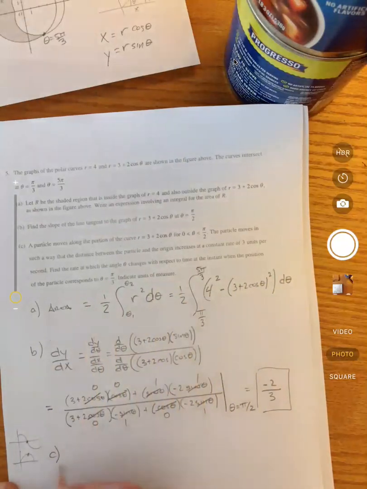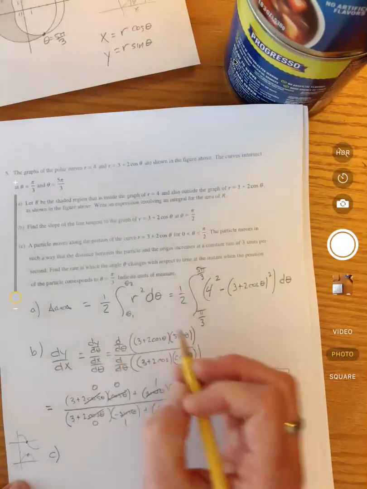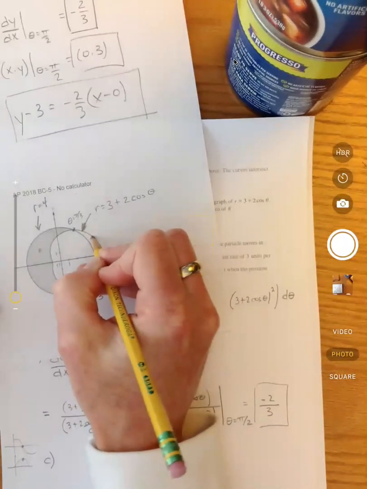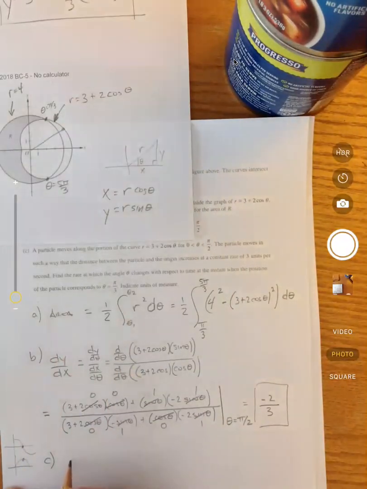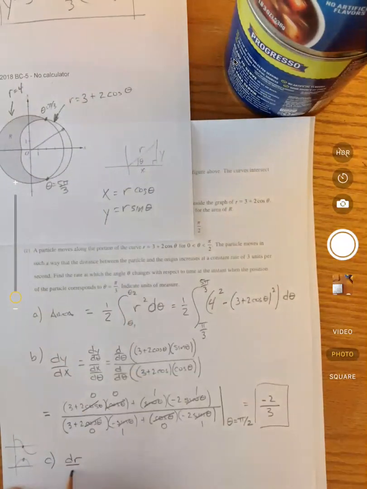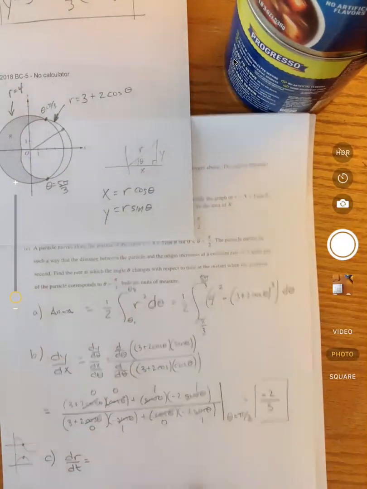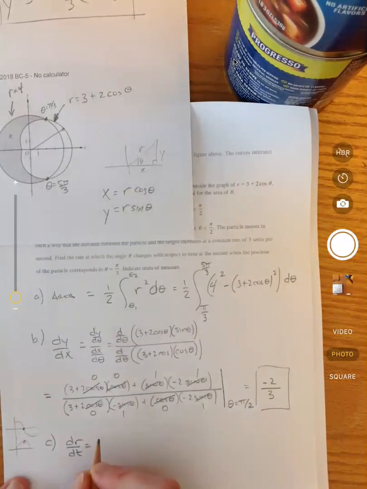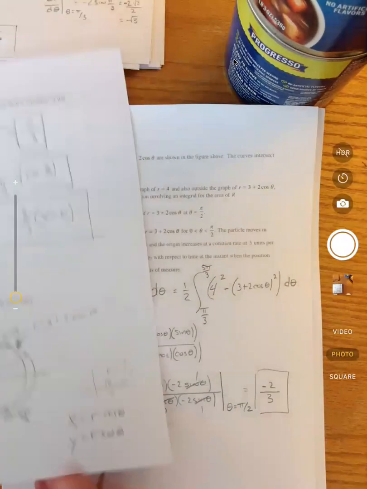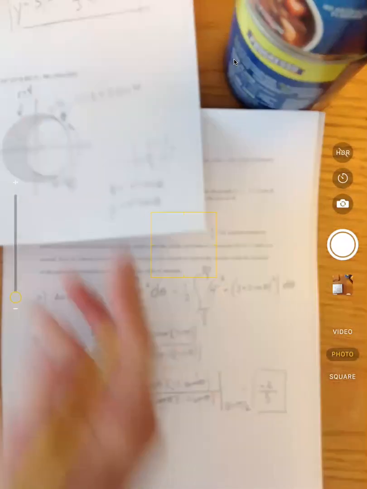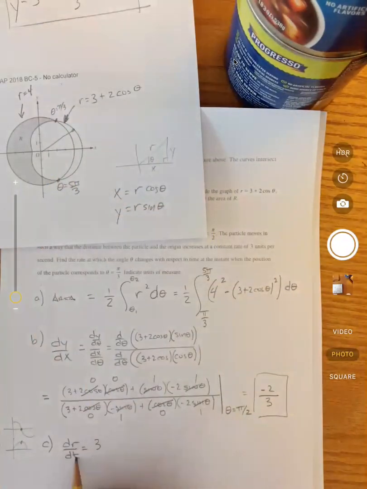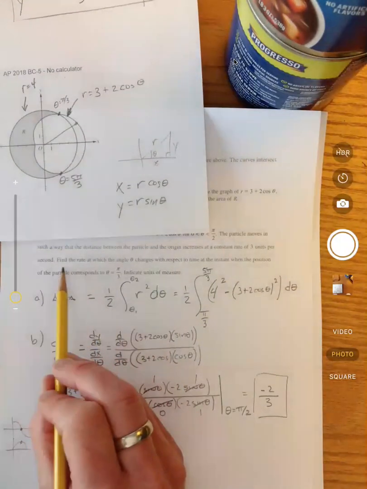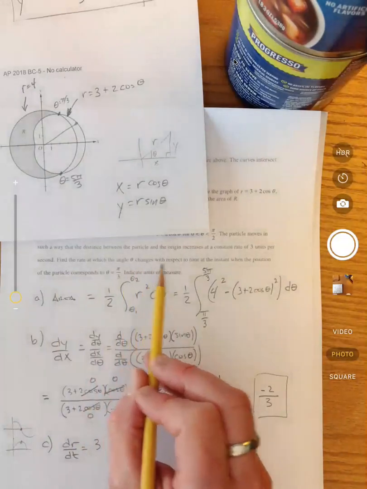I don't know about you, but that sounds like something I've talked about today already. The distance between the particle and the origin changes 3 units per second. That sounds like dr/dt. dr/dt is 3. Does that make sense? The rate at which the distance between there and the origin is changing is 3 units per second. Now careful, this is dr/dt. We've talked about dr/d theta. Let's keep reading on.